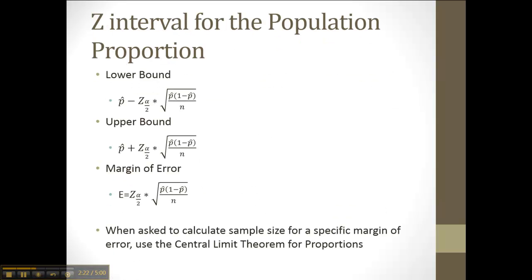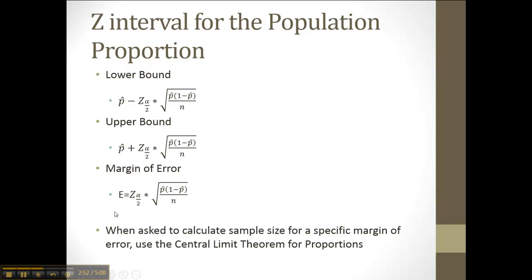So now we've talked about mu, and the next thing we need to talk about is the population proportion p. The lower bound is defined by p hat, which is our estimate or our sample proportion, minus z alpha over 2, that doesn't change, times the square root of p hat times 1 minus p hat over n. Okay, margin of error is the z alpha over 2 times the square root of p hat times 1 minus p hat over n.